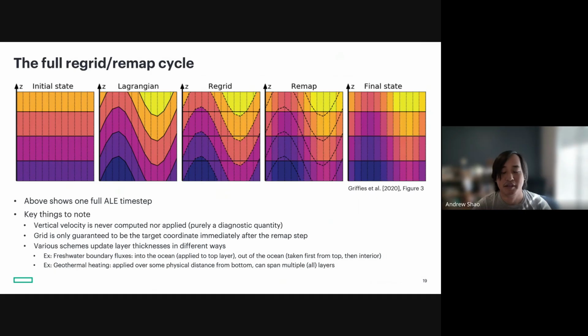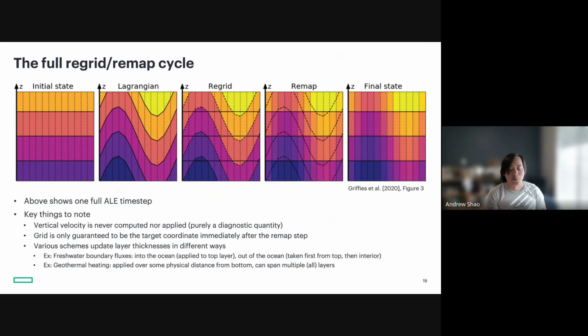Real key things to note: there's never vertical velocity as computed. You can try to infer it, and we have made many missteps. I have made many missteps in trying to do that. It is a non-trivial calculation to do, because W just doesn't exist anywhere.